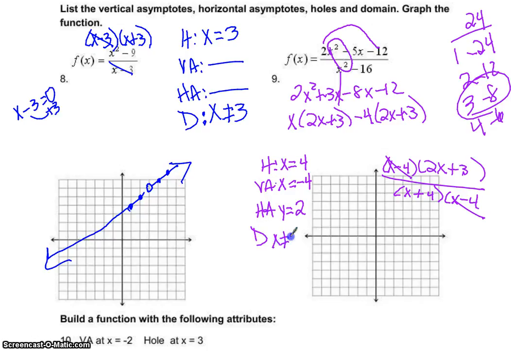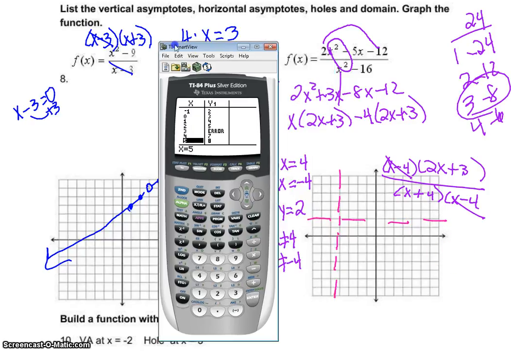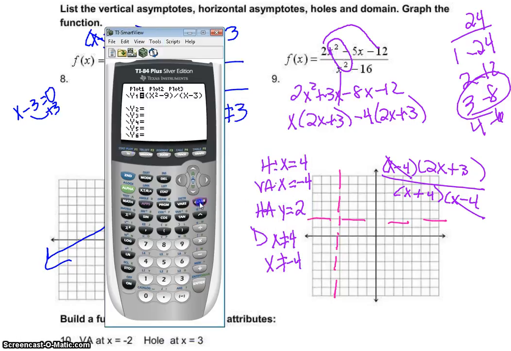So x is not equal to 4, and x is not equal to negative 4. So at this point, I would sketch just a dashed line for my vertical asymptote and horizontal asymptote. So go to negative 4, and you have your vertical one, and go to y equal 2, and you have your horizontal one.